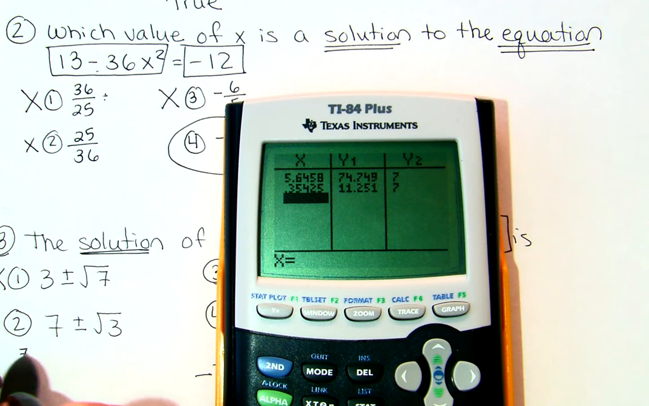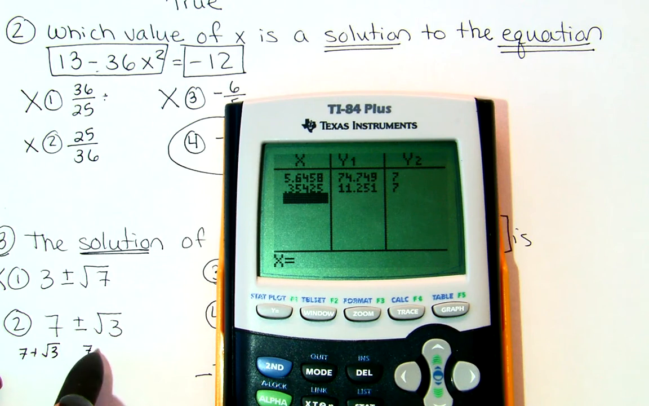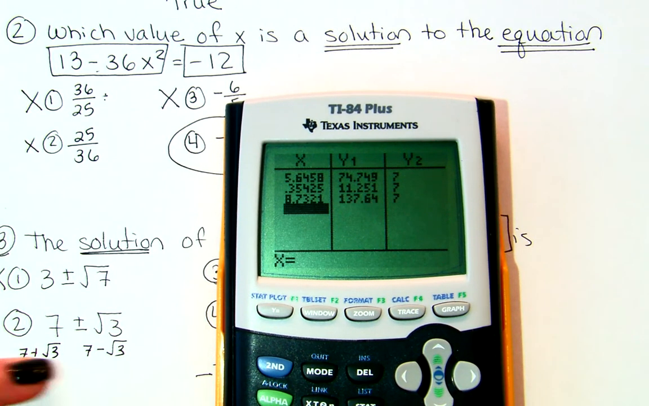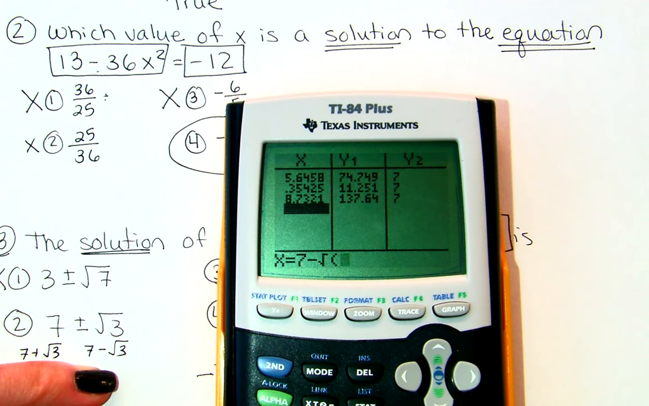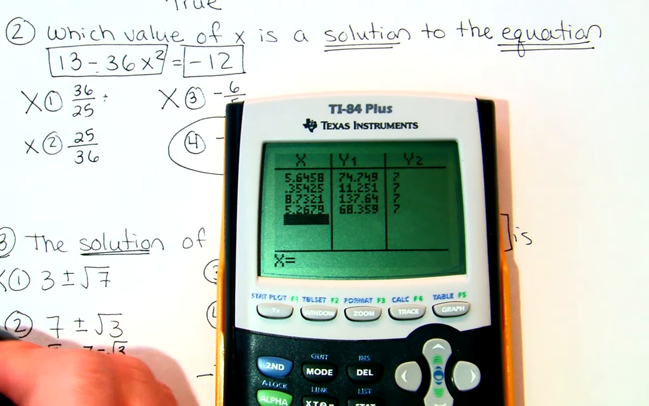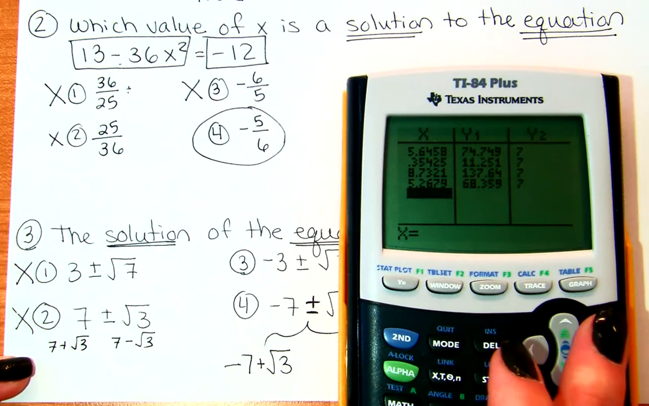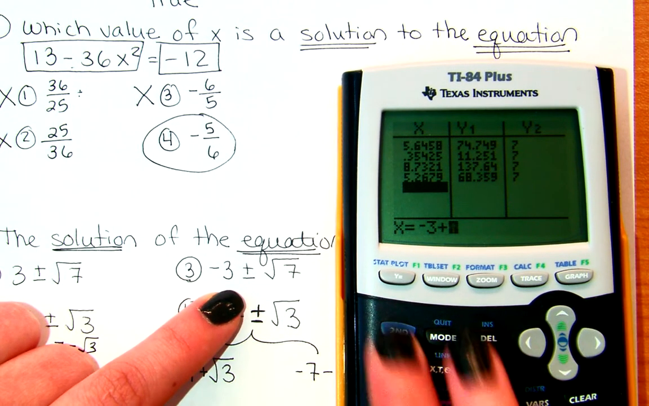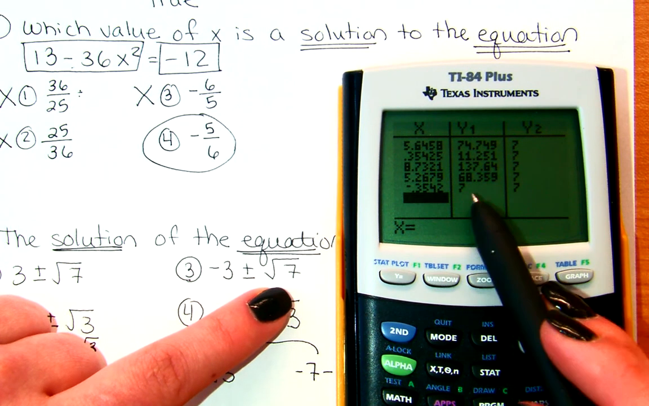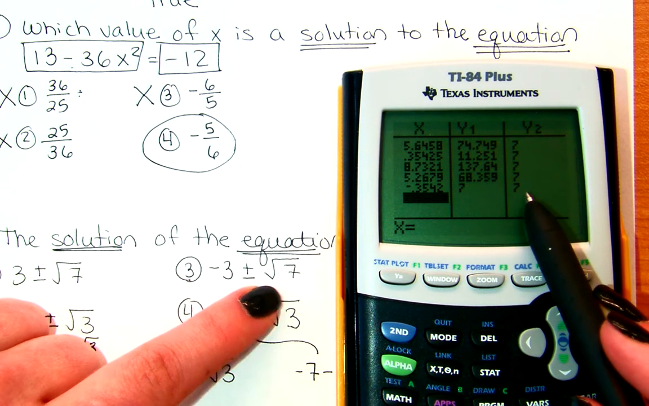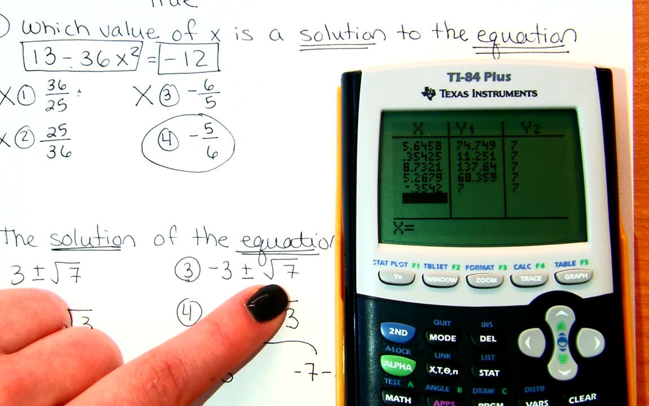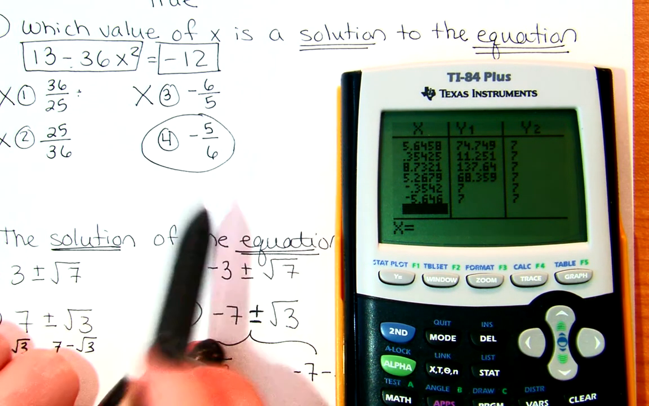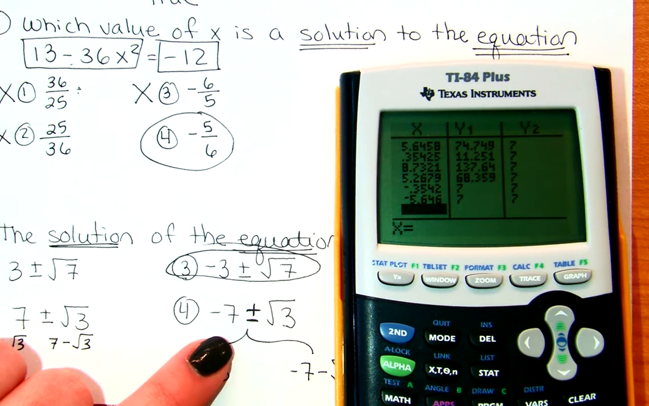I'm going to start with 7 plus the square root of 3, and then I can test 7 minus the square root of 3. Not a solution, and once again, just to double check and show you, this also does not work. So, I just wrote x's here. So if you check with choice 3, negative 3 plus the square root of 7 is true. I have to make sure I also verify negative 3 minus the square root of 7. Also true. So this is the solution to my equation.